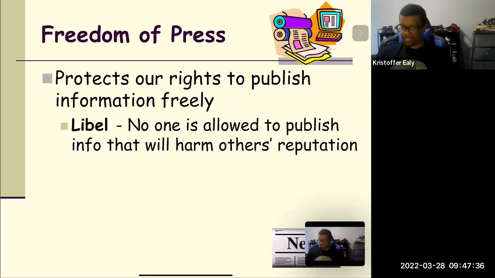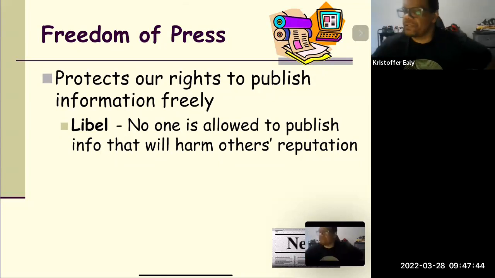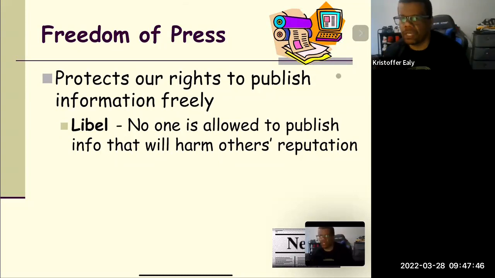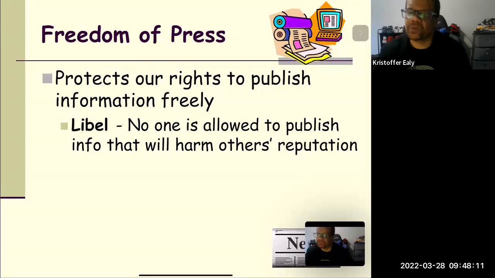Why did the Yelper win? Because he has freedom of press. Freedom of press. So look at this definition again of what libel is. No one is allowed to publish info that will harm others' reputation. So think about this again. Think of what I said the Yelper said, and then tell me your answer again. Then it would be the restaurant owner.